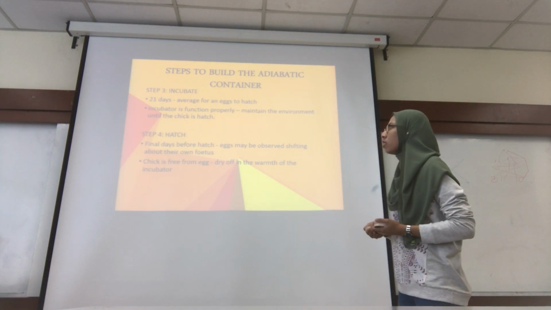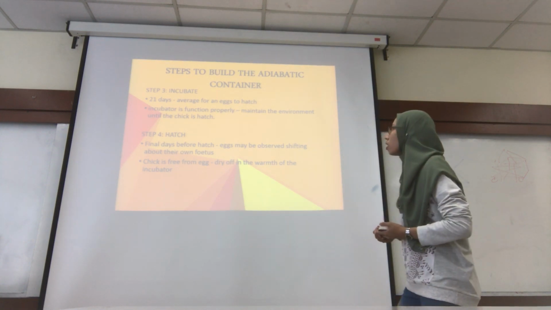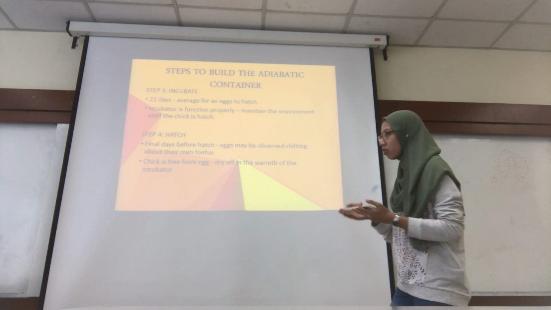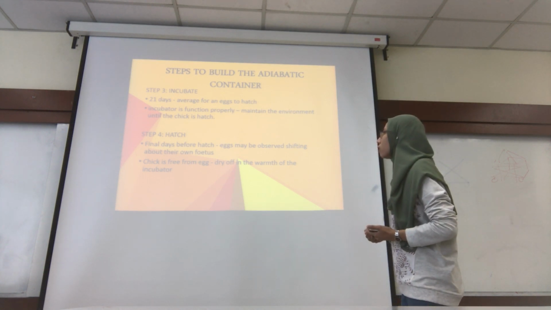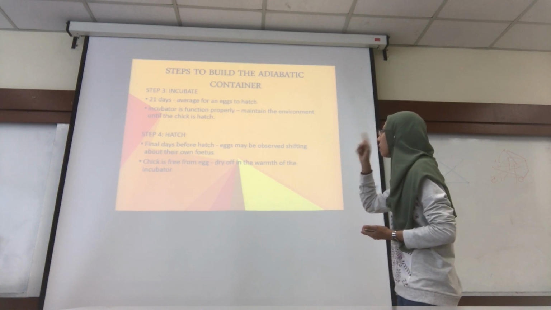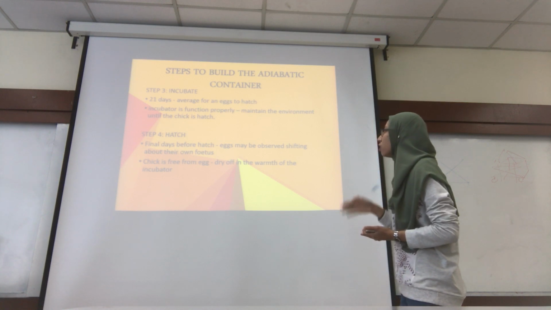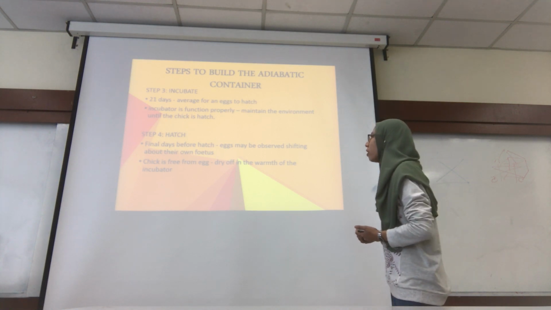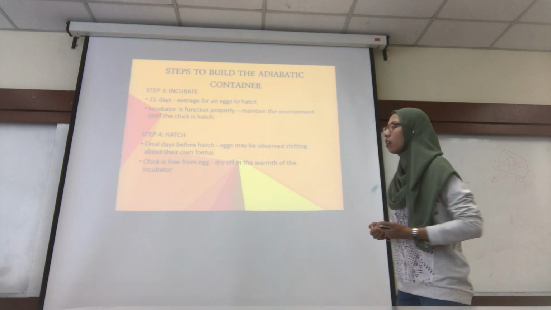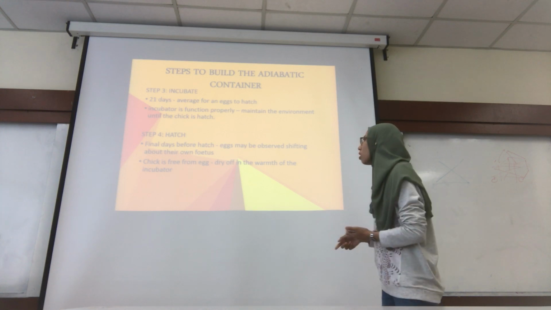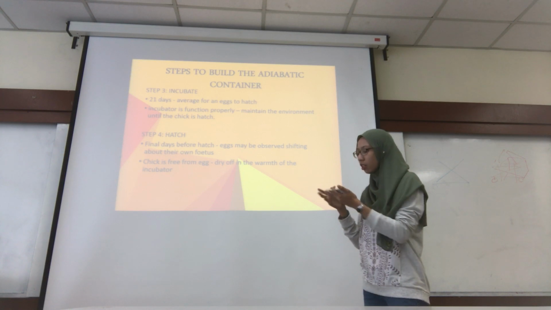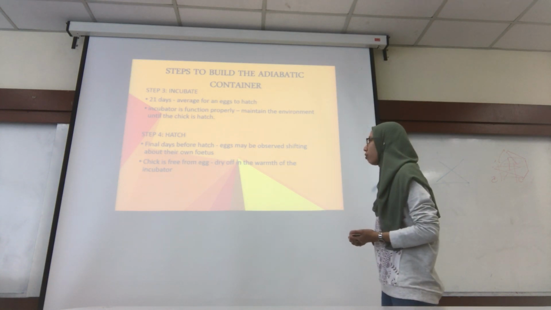The days needed is 21 days on average to hatch the eggs. Once the incubator is functioning properly, it is just a matter of maintaining the environment until the chick is hatched. The final step is step 4, hatch. In the final days before hatching, between 18 and 21 days, the eggs may be observed shifting about as the fetus becomes active. Then the chick is free from the egg.